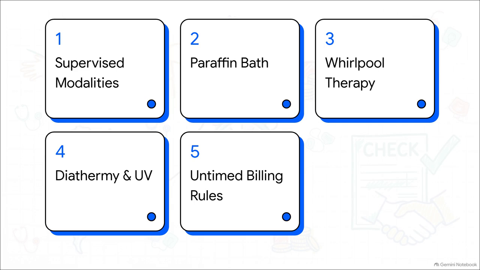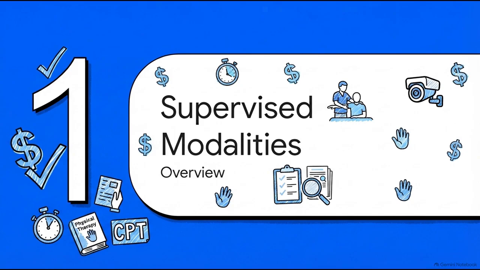1. Supervised Modalities Overview. 2. Paraffin Bath CPT 97018. 3. Whirlpool Therapy CPT 97022. 4. Diathermy and Ultraviolet Light. 5. Untimed Billing Rules. And 6. Outro and Next Explainer.